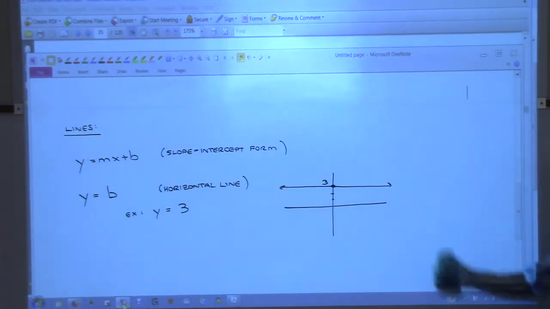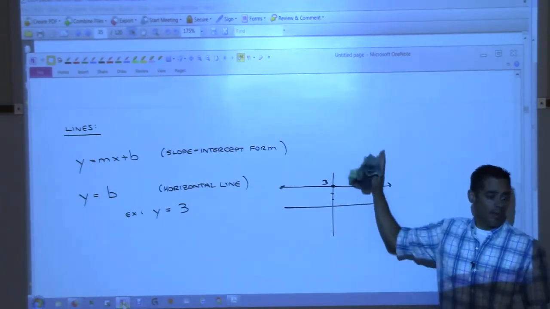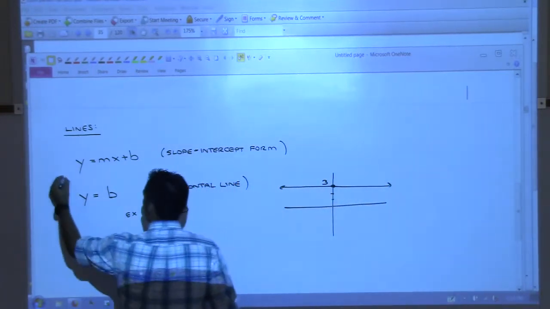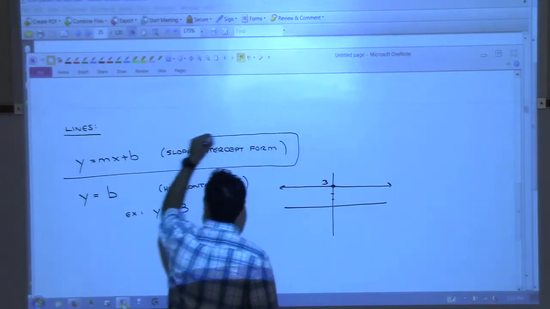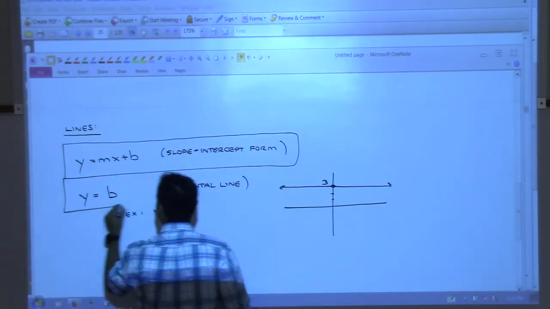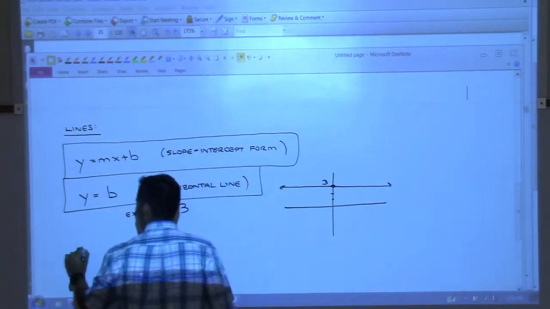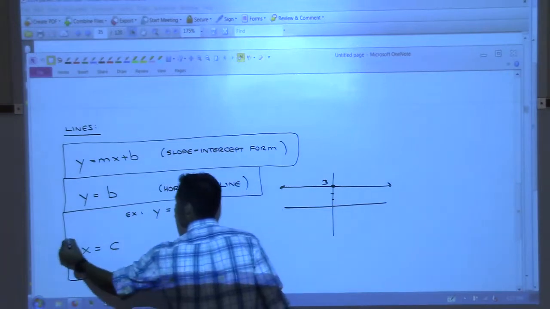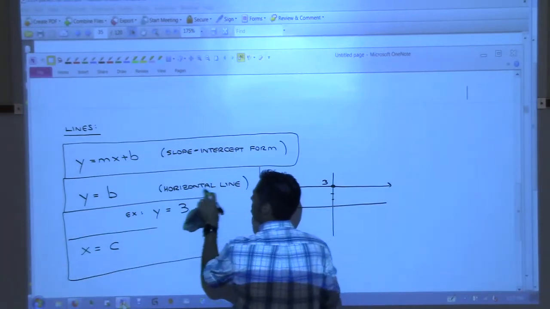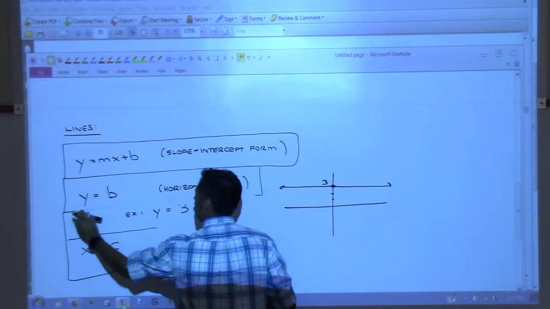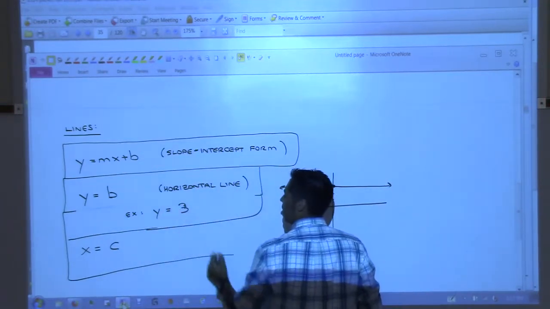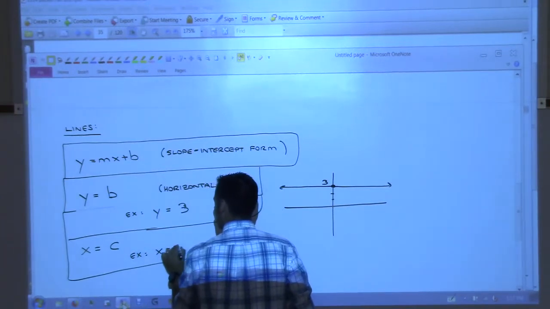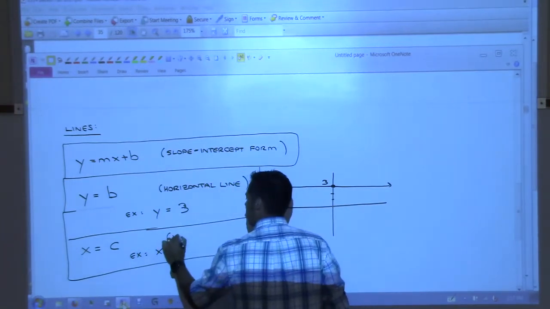What do you think a vertical line, what do you think the equation of a vertical line looks like? X equals a number, right? So I'm breaking these up into categories here. This is the standard slope-intercept form of a line. Here's the standard form of a horizontal line. And then x equals a number. I'm just going to put x equals c. That example kind of goes with that. An example of this would be x is, let's go 2. And then this is your vertical line.